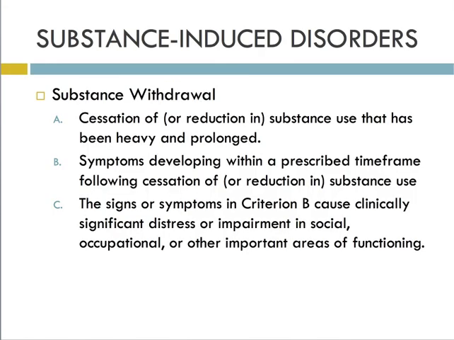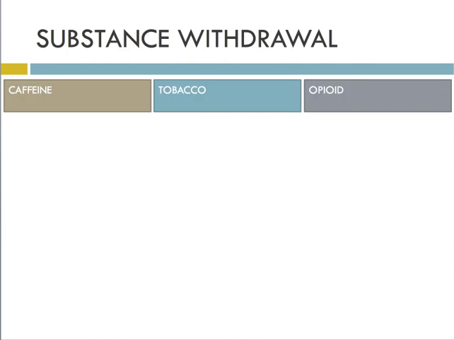Moving along to the second type of substance abuse disorders, which is substance withdrawal. The diagnostic criteria are as follows: cessation of or reduction in substance use that has been heavy and prolonged, symptoms developing within a prescribed time frame following cessation of or reduction in substance use, and the signs or symptoms in criterion B cause clinically significant distress or impairment in social, occupational, or other important areas of functioning. So let's look at some examples across 3 different classes of substances: caffeine, tobacco, and opioids.